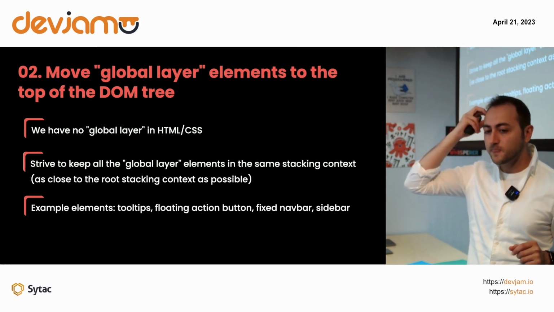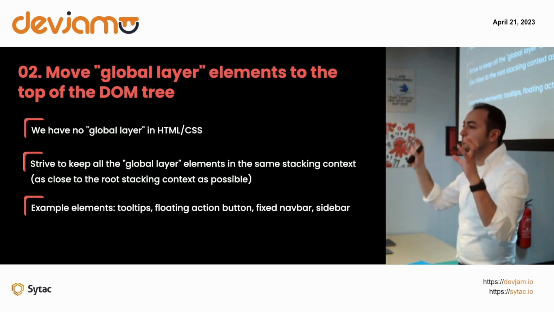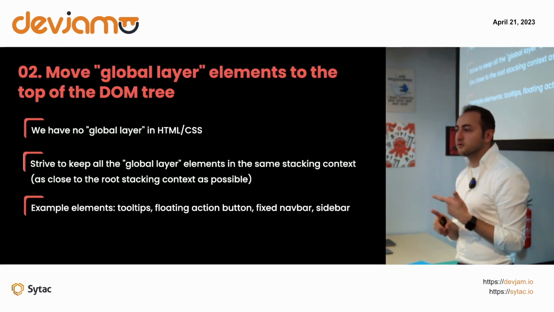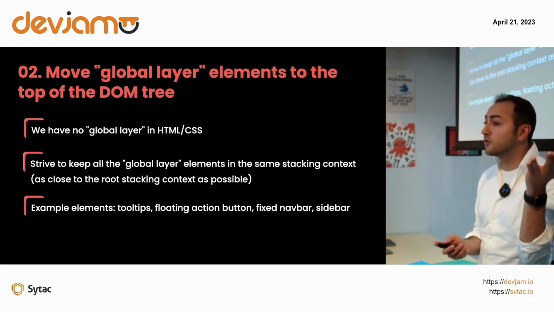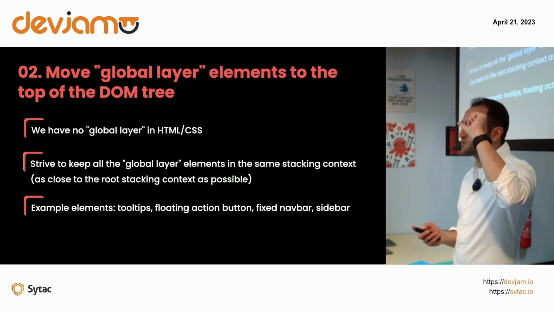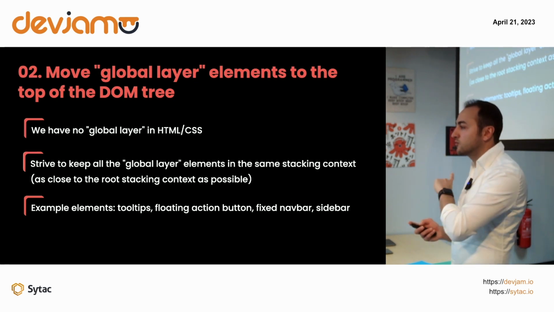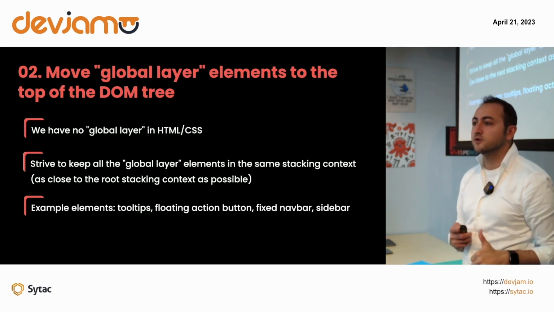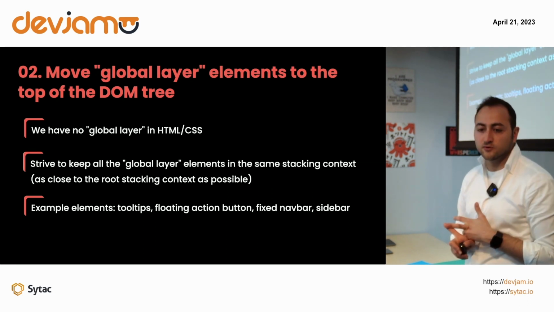If you keep all of the elements of your UI, the major elements like the navbar, the floating action button, the dialogs and all of these things as high up the DOM tree as possible, so not nested, and they are in the same stacking context, you can then give them z-index 10, 20, 30, 40, and it works. I know this is easier said than done when you have frameworks, other complications, also accessibility to deal with.